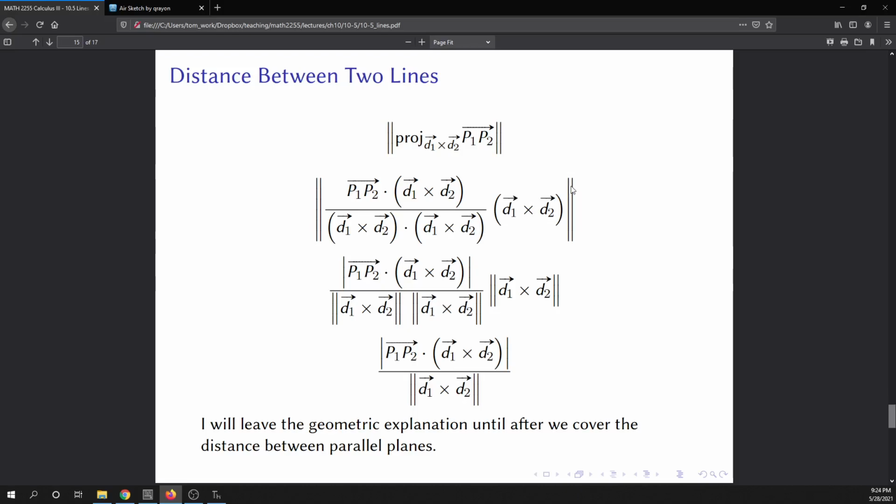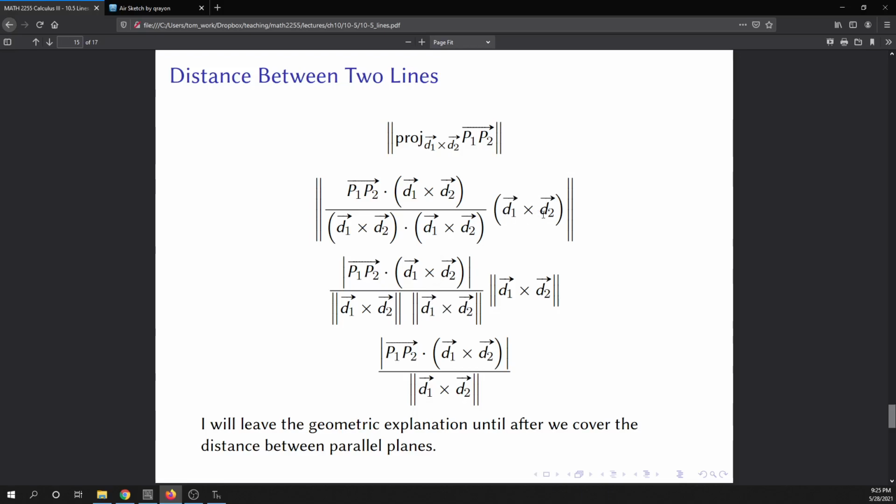And now we want to take the magnitude of all this, right? So all of this is a scalar, right? So the magnitude would be the absolute value of the scalar. So that's why I have these absolute values on top. On the bottom, when I dot a vector with itself, it's just the magnitude squared. So that's why I have it written out like this. And of course, the magnitude is going to be non-negative, right? So I don't need extra absolute value bars down here.